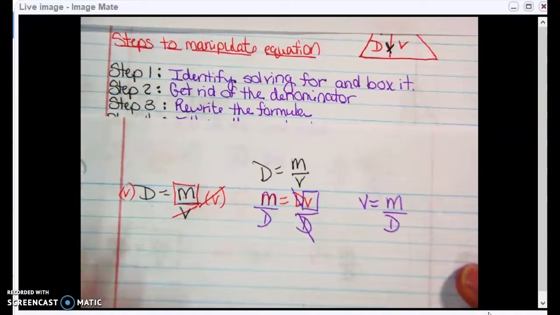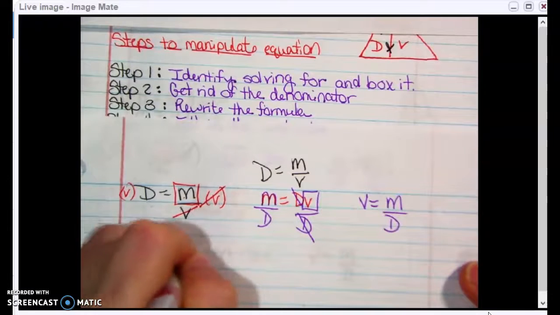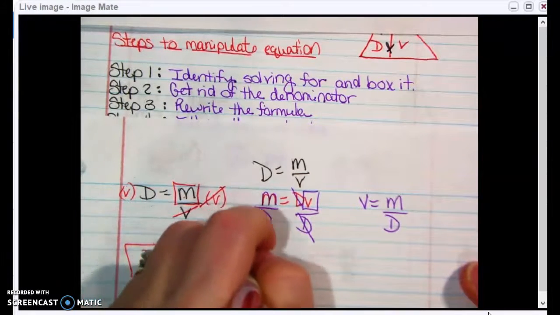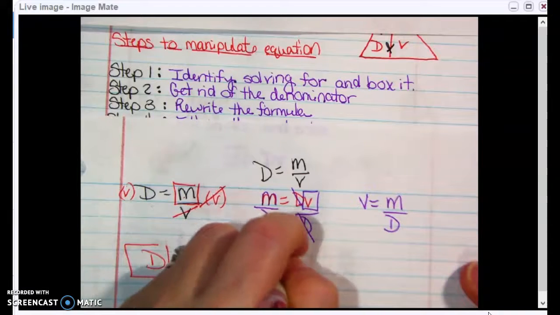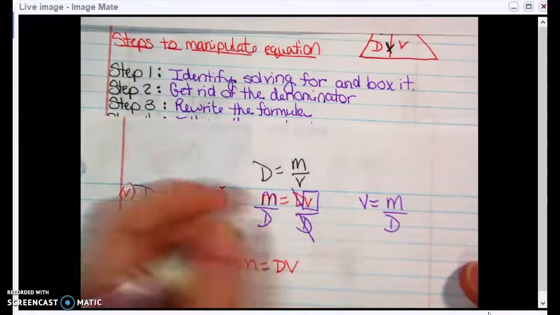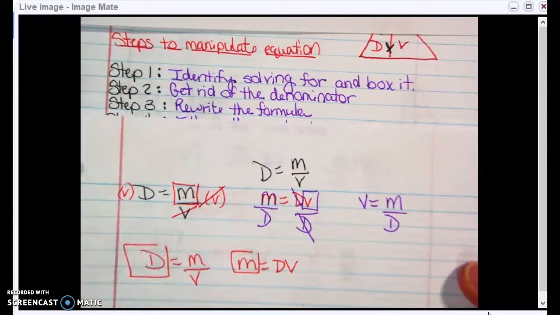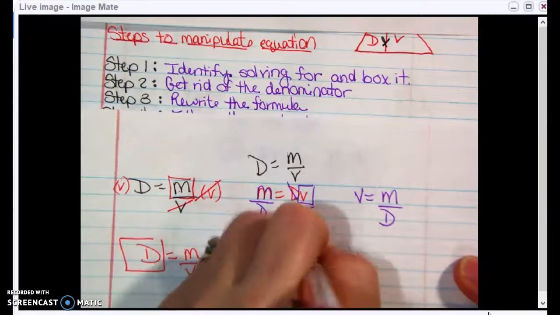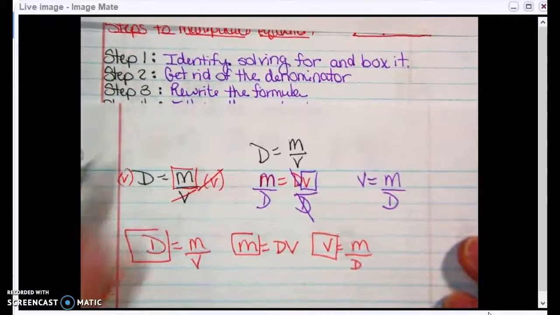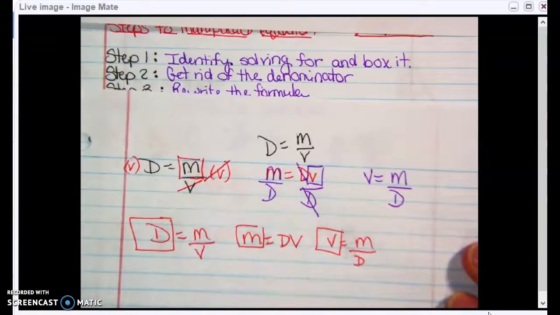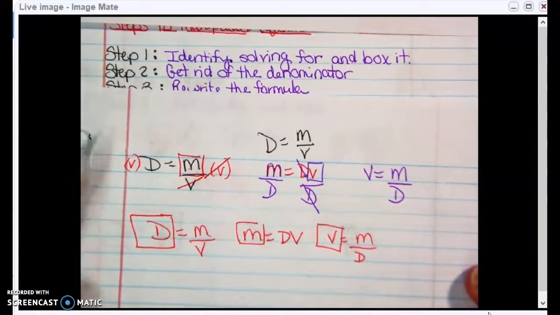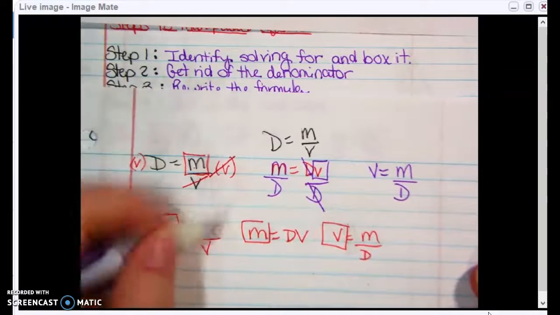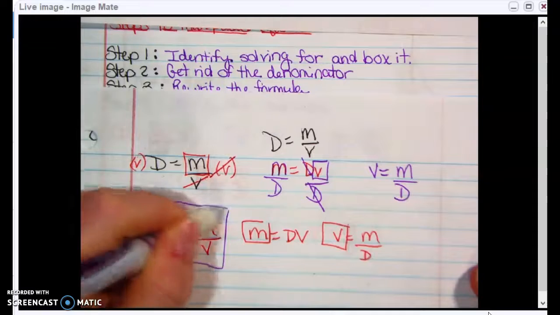I'll rewrite them one more time. D equals M over V if you're solving for density. M equals DV if you're solving for M. And V equals M over D if you're solving for V. All right, so you can also just memorize these three equations, or of course, as I said, know how to manipulate the equation, because this equation right here is the only one you're going to be given on the test.